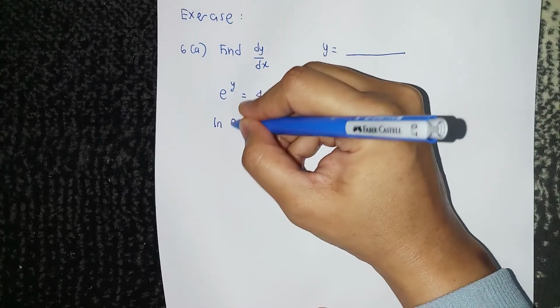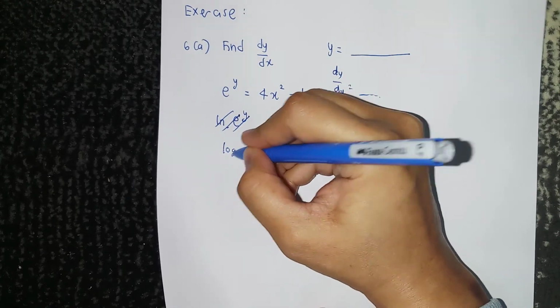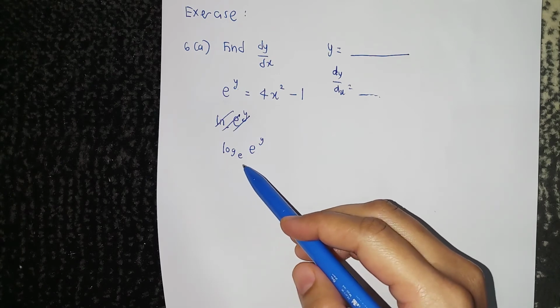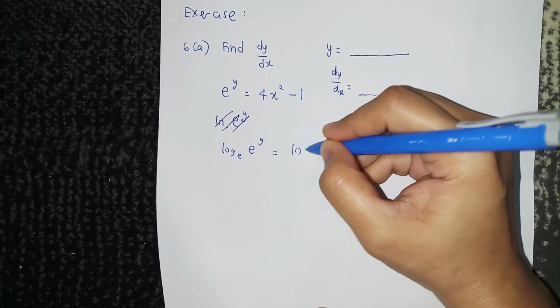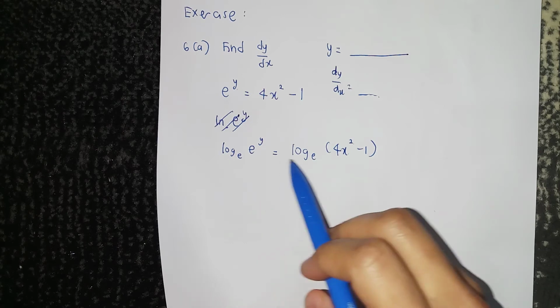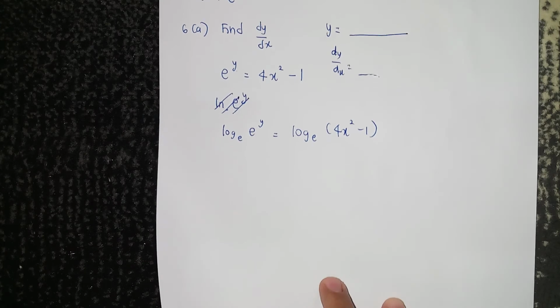So I have ln of e to the power of y. I add ln, which means I'm adding log to the base of e, equals log to the base of e of (4x squared minus 1). I add the same log with the same base. So why do I add log e? Why didn't I add log base 10? Because we only learn how to differentiate ln. If you put log to the base of 10, you still need to change to log to the base of e later. So straight away we put log to the base of e.